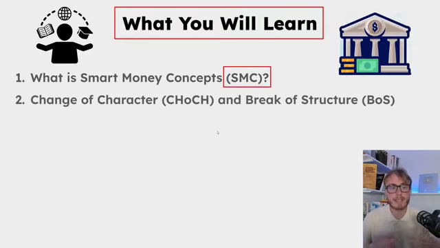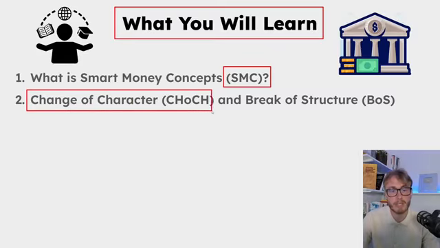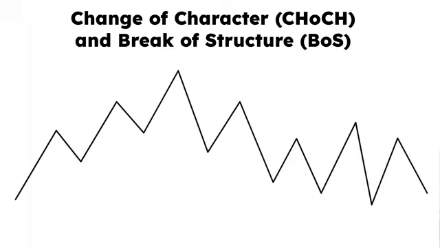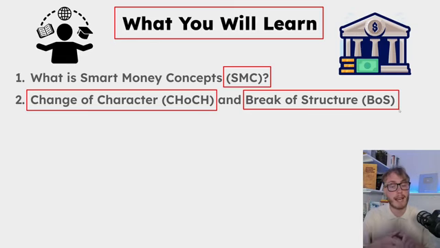Next, we are gonna dive into some very important market structure concepts. We will learn about something called change of character, or for short, CHOCH, and we will also learn about something called break of structure, or for short, BOS. These two concepts are very important and they are fundamental to understand if you want to trade smart money concepts.